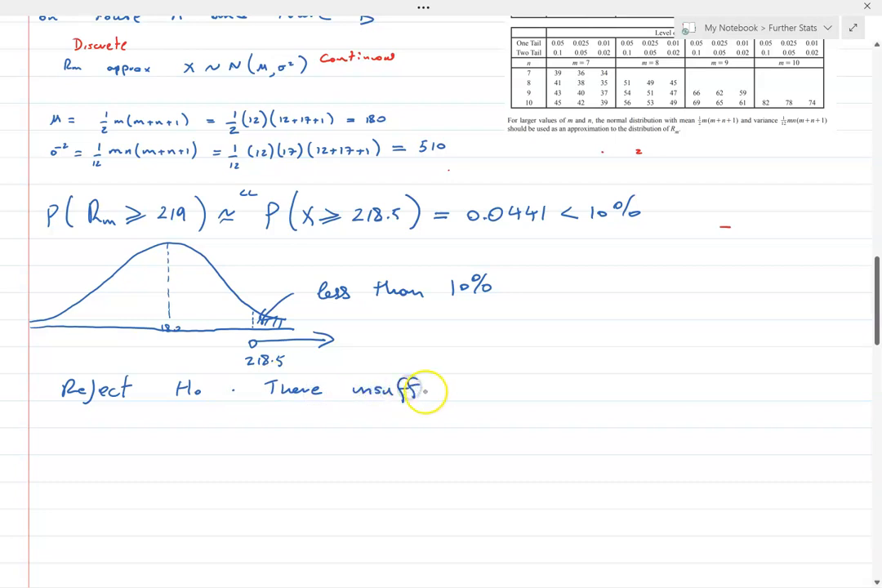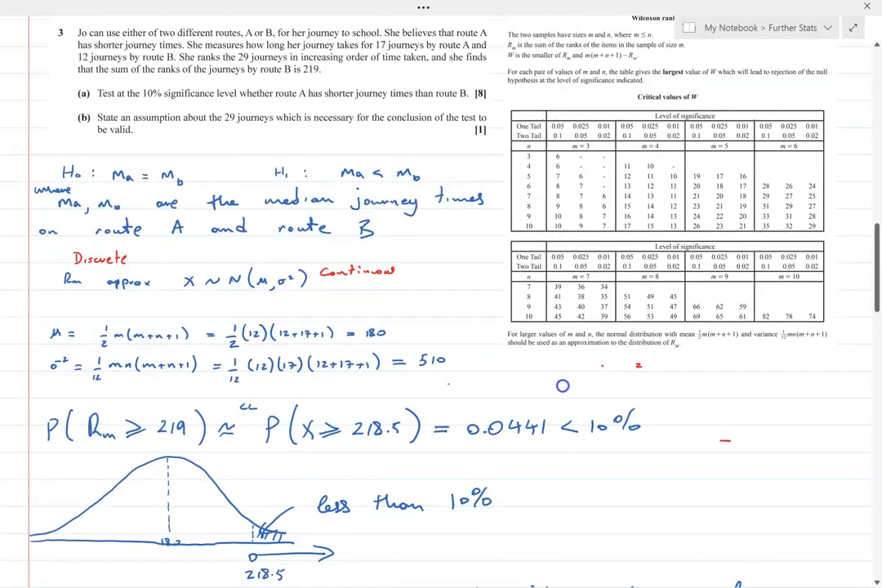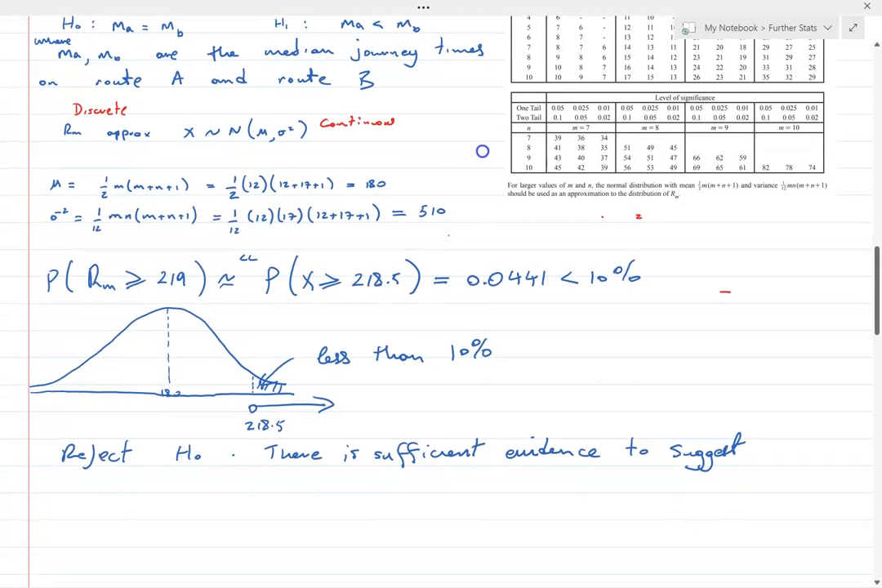So we don't want something definitive. We say there is sufficient evidence to suggest route A is quicker, has shorter journey times than route B. Okay, so that's that part of the question done.